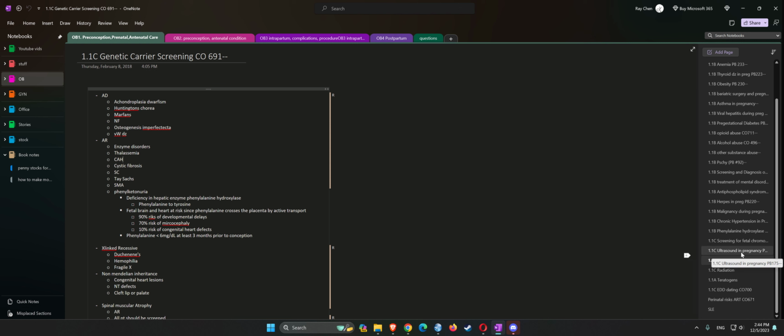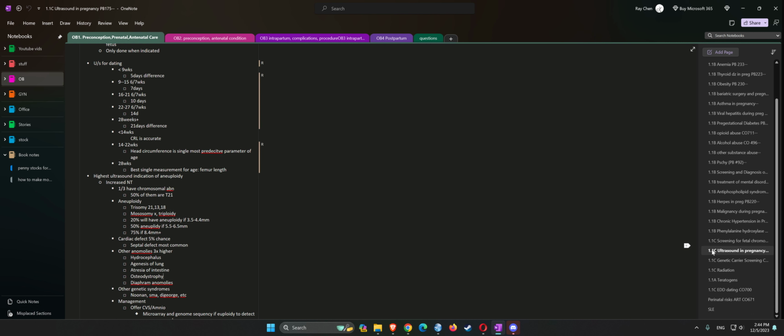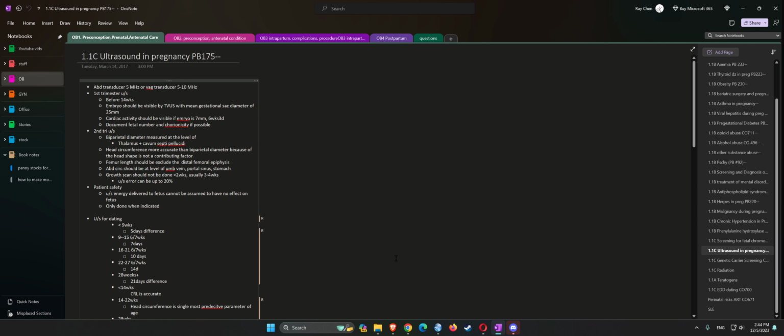There are a few different factors. One would be a crown rump length of 7 millimeters without evidence of fetal heart tones, a gestational sac of 2.5 centimeters without a fetal pole, or if it were 2 weeks from the formation of a gestational sac with no evidence of fetal pole or yolk sac. Okay.